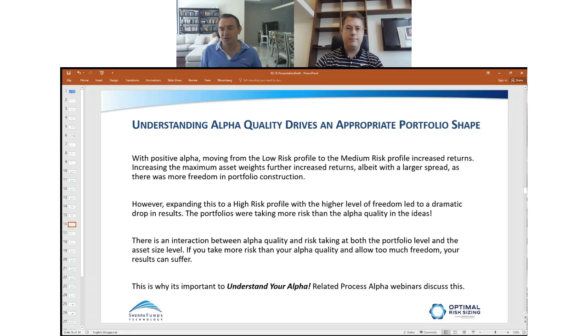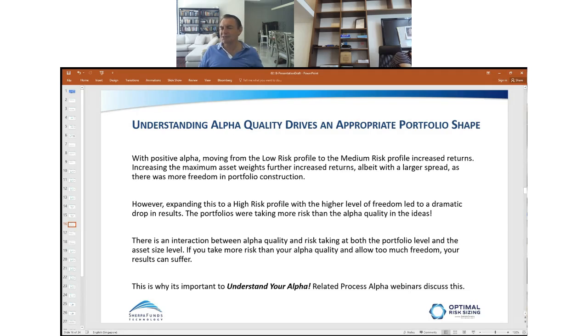And this is at the very first level of constructing a portfolio, one of the important things: how much risk do we want to take? How much freedom do we want with particular asset sizes? How appropriate are the decisions we've made on those two factors when we view our alpha generating capability?